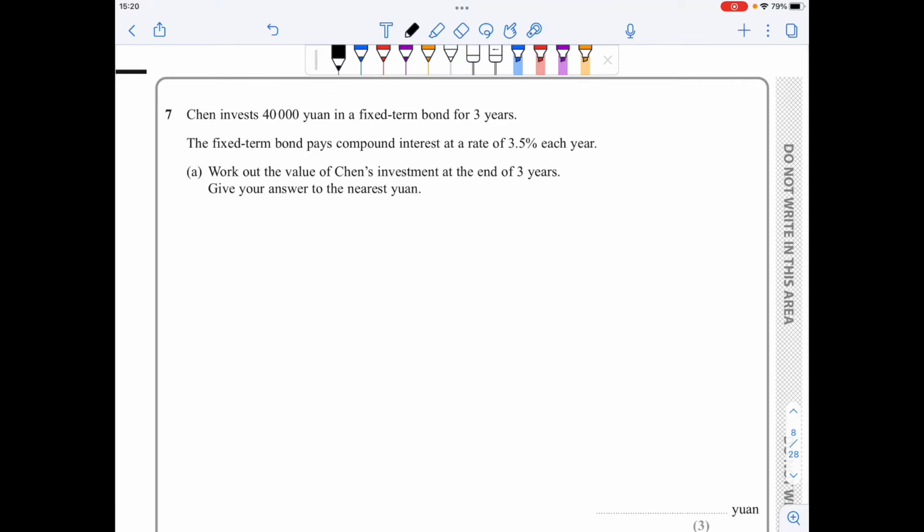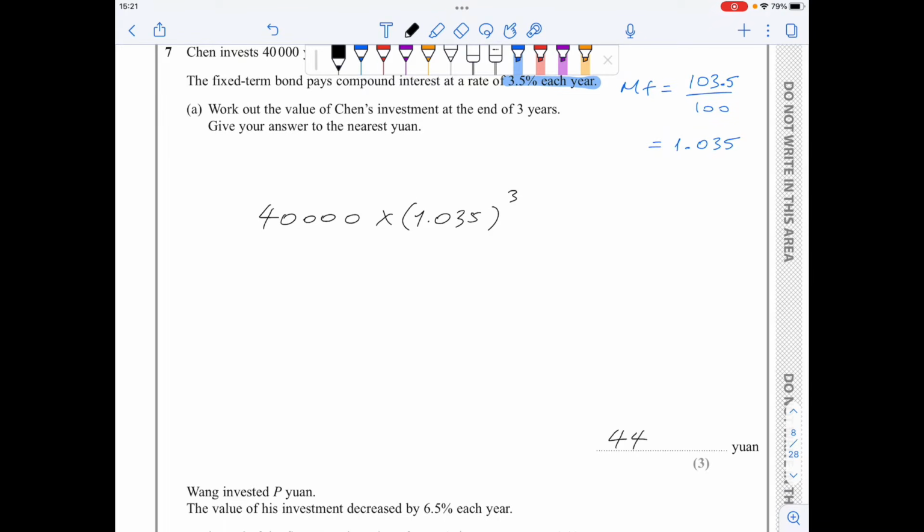For part A, I've got an increase of 3.5% each year. This means that the multiplying factor is 103.5 out of 100. As a decimal, that's 1.035. So the value of the investment at the end of 3 years will be the initial value, which is 40,000, times my multiplying factor to the power of 3, because I have 3 years, and this will give me 44,349 to the nearest integer.